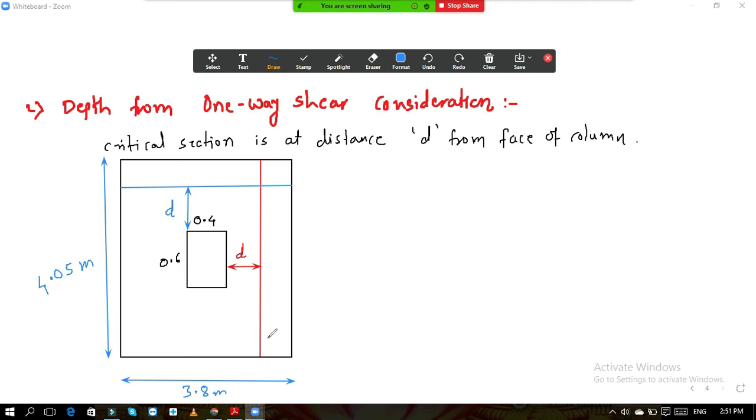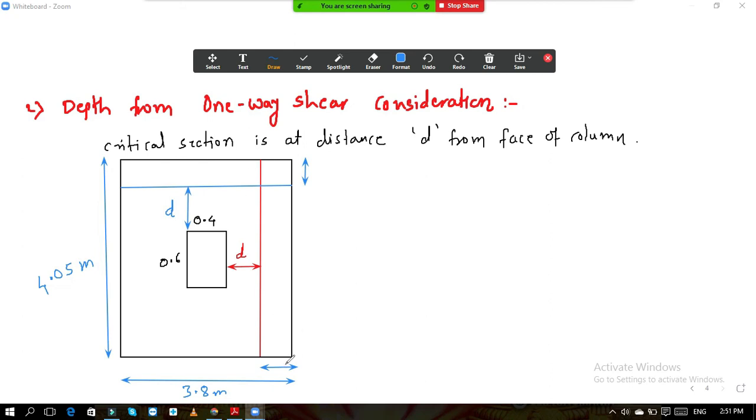Now let me know what is this remaining distance. How much is this one and how much is this one. These distances we need to find out now.